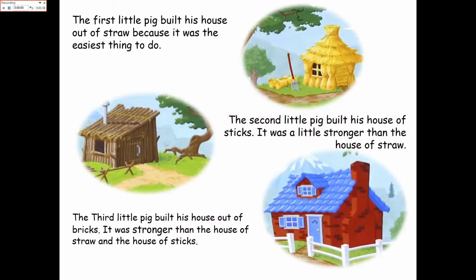And we click. The first little pig built his house out of straw because it was the easiest thing to do. The second little pig built his house out of sticks. It was a little stronger than the house of straw. The third little pig built his house out of bricks. It was stronger than the house of straw and the house of sticks.